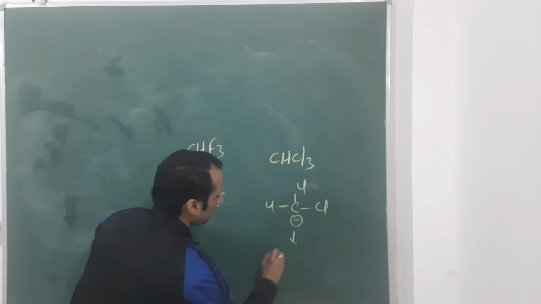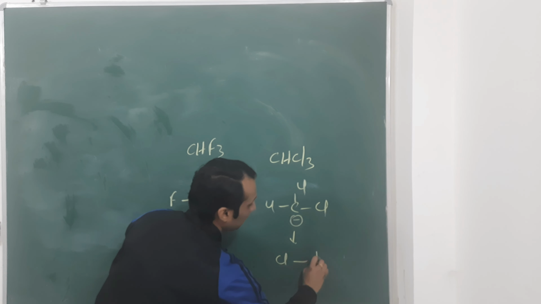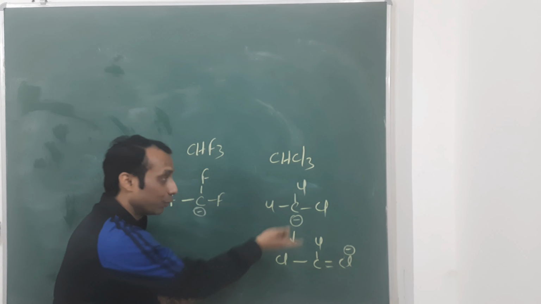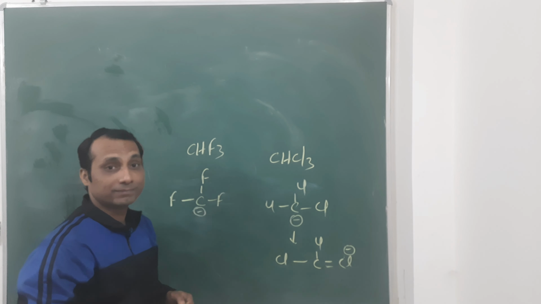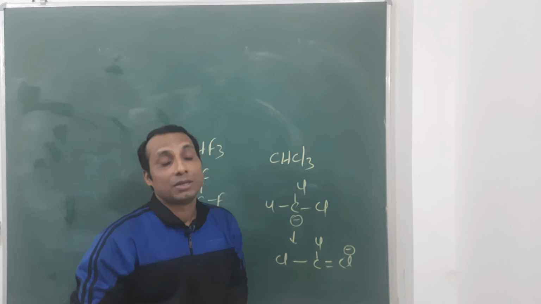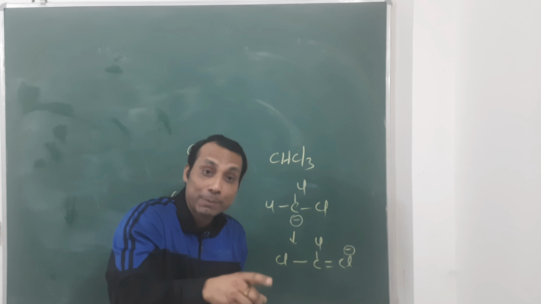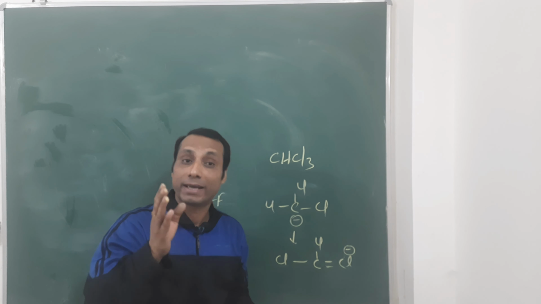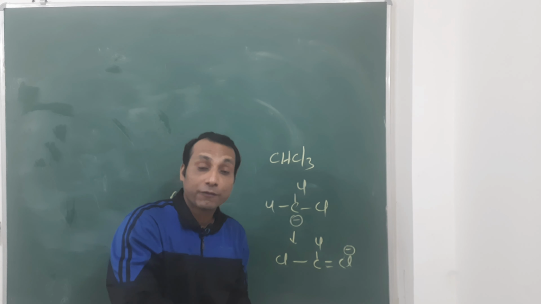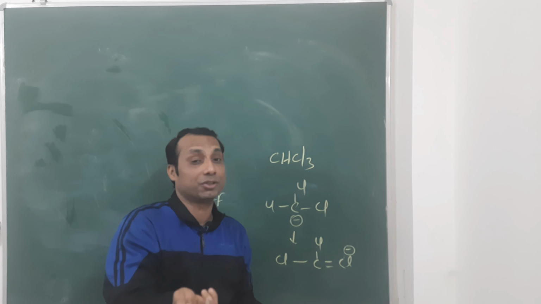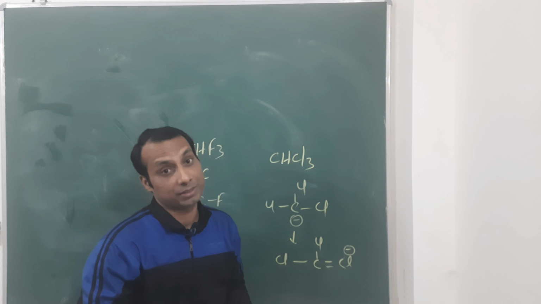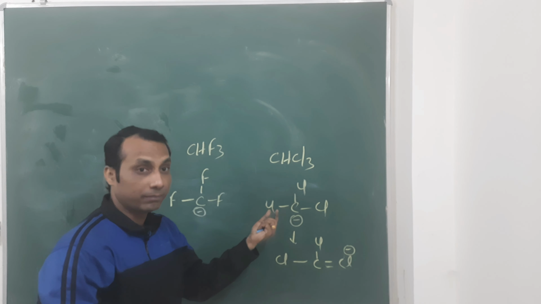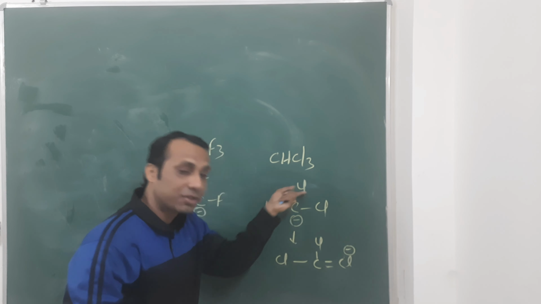So what happened? C double bond Cl, negative charge, so that the negative charge will be stabilized on the three chlorines. So what I am telling you is that the strength of back bonding is inversely proportional to the acidic strength. I repeat, back bonding is inversely proportional to the acidic strength. But through the back bonding, if negative or positive charge is stabilized, then the acidic strength will increase. Correct? So here, through back bonding, the negative charge is going to be stabilized.